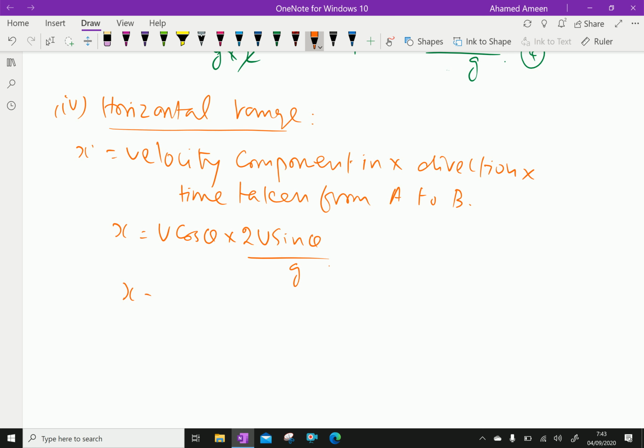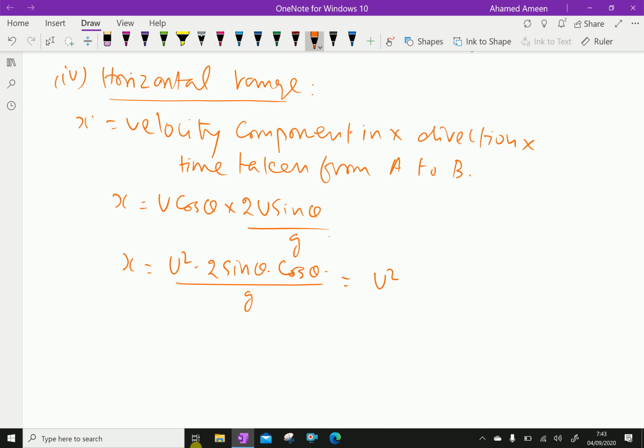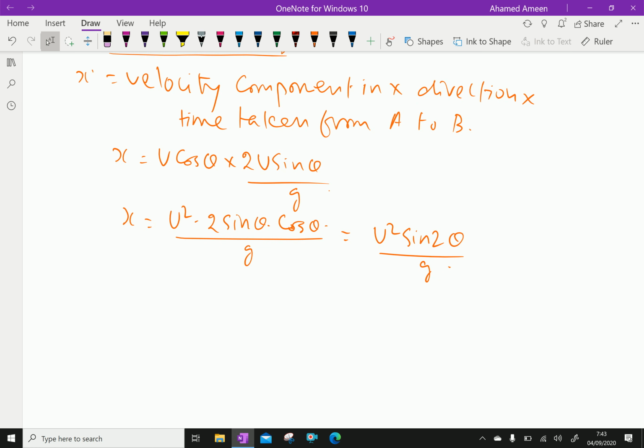Now, therefore, x equals u squared into 2 sine theta cos theta by g, which equals u squared. 2 sine theta cos theta in trigonometry is sine 2 theta, over g. Therefore, the horizontal range equals u squared sine 2 theta over g.